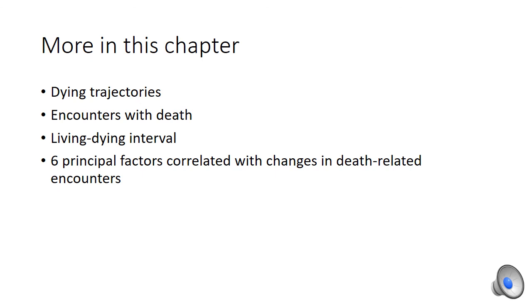Make sure you read the rest of the chapter carefully and understand the rest of the terms and concepts referred to in the chapter, including, but not limited to, dying trajectories, encounters with death, living-dying intervals, and the 6 principal factors correlated with changes in death-related encounters.